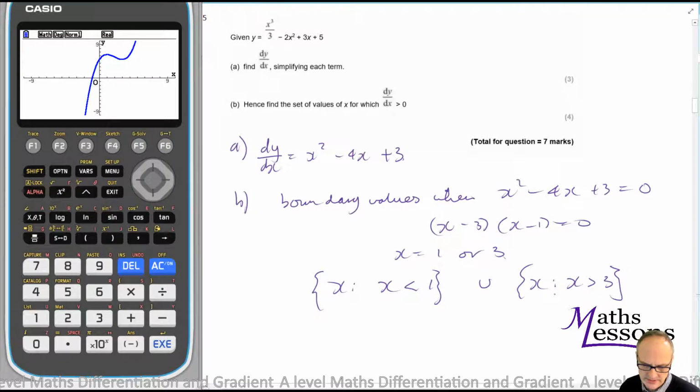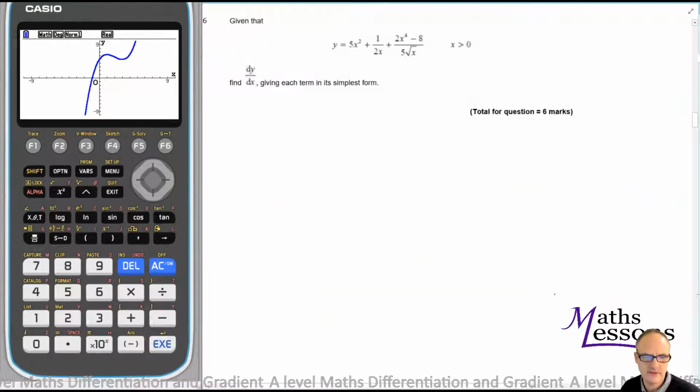Okay, so next one. We're going to have a look at this one, and it's a 6 marker. Again, it's only a straightforward differentiation. I'm going to give you 2 minutes to do this. If you're in the upper 6 now, you should be able to do this in 2 minutes.